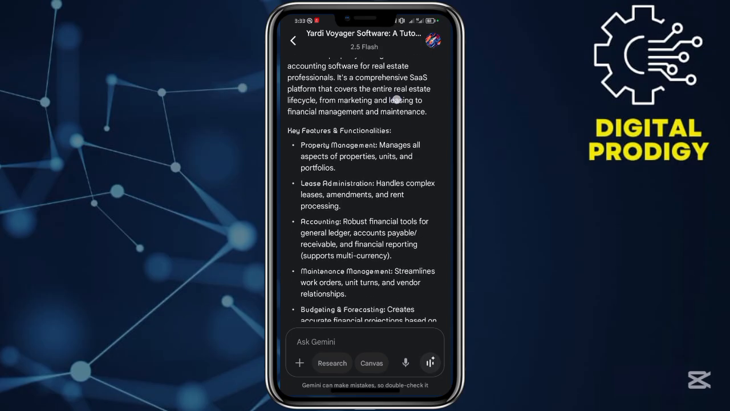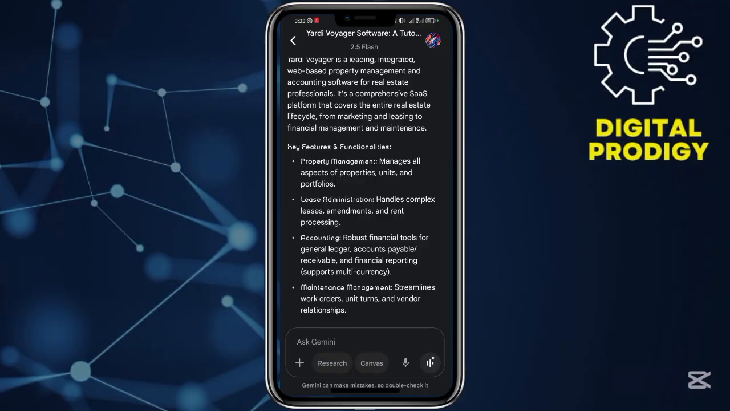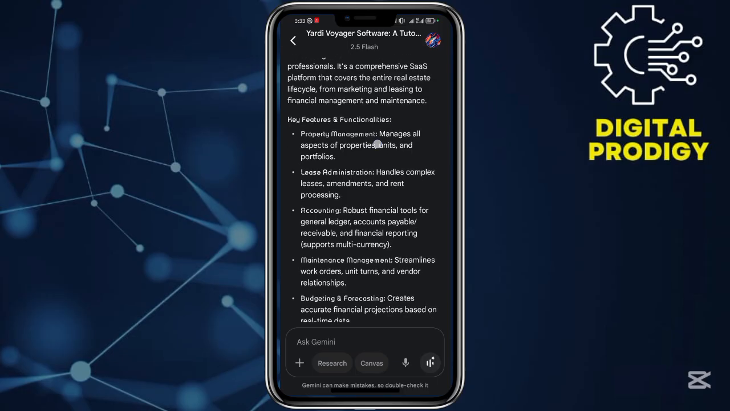Okay, so this means this software can be used for both looking for clients, leading to the closure of business with clients, and also managing the finances with your clients. Managing finances with the clients can be through, for example, sharing documents, financial documents, payment documents, invoices, and everything you need to know. So the key features of Yardi are as follows: property management.